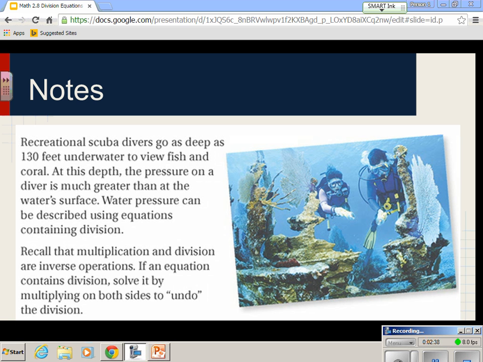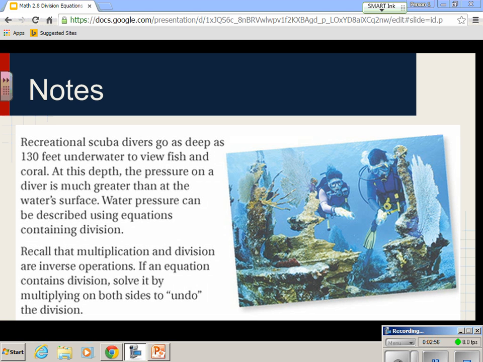Anyways, at this depth, the pressure on a diver is much greater than at the water's surface. So you can kind of feel heavier, and you also can feel it in your ears. It kind of feels like pressure is being pushed down on you. So water pressure is usually described using equations containing division.